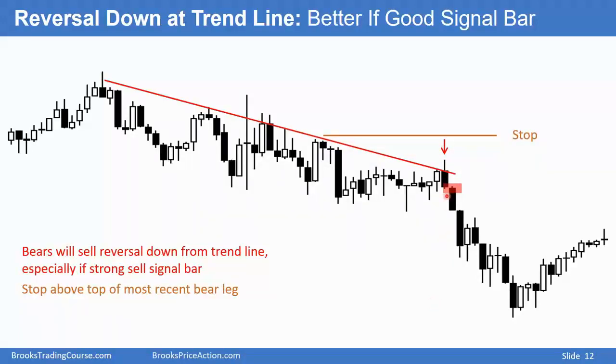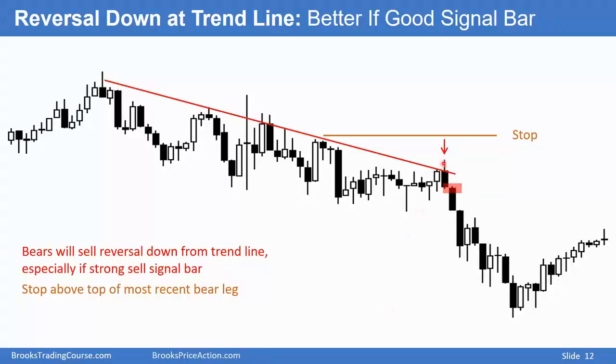If they sell here, where's their stop? Possibly above the high of this bear bar, or they can put it above the most recent lower high up here. Both are acceptable. If you have two reasonable choices for a stop, you can use either one.